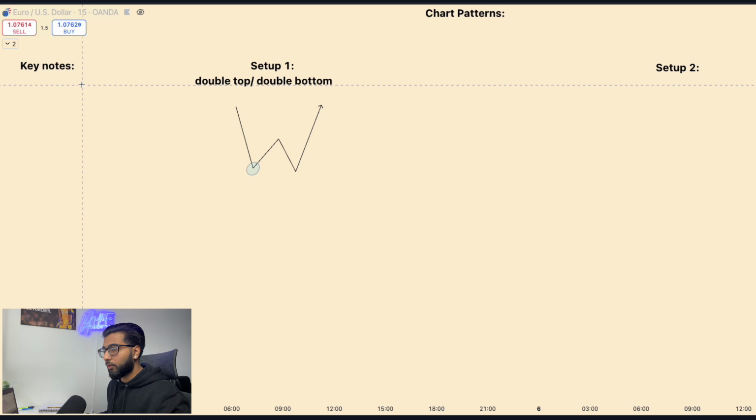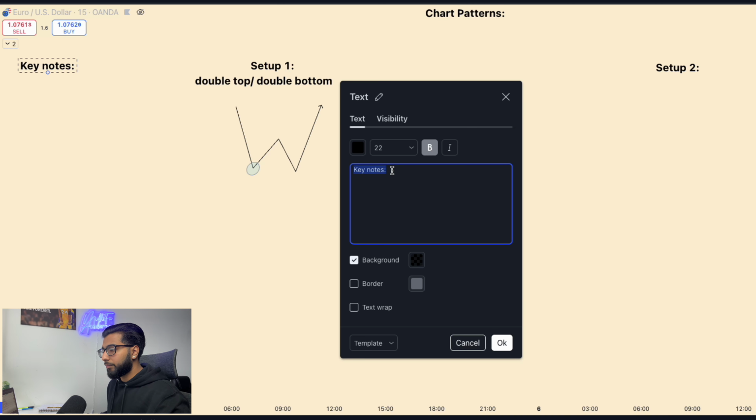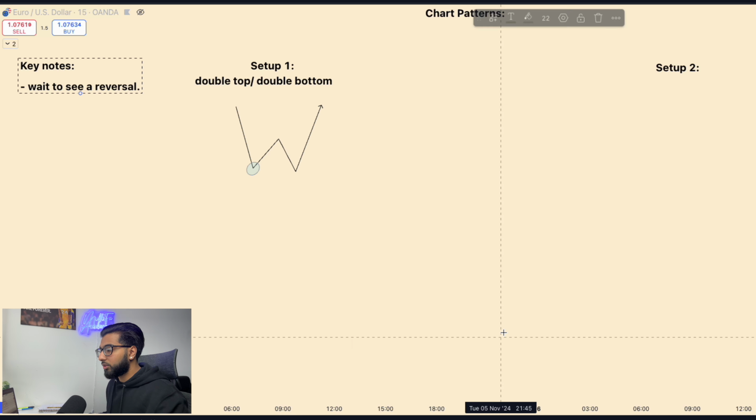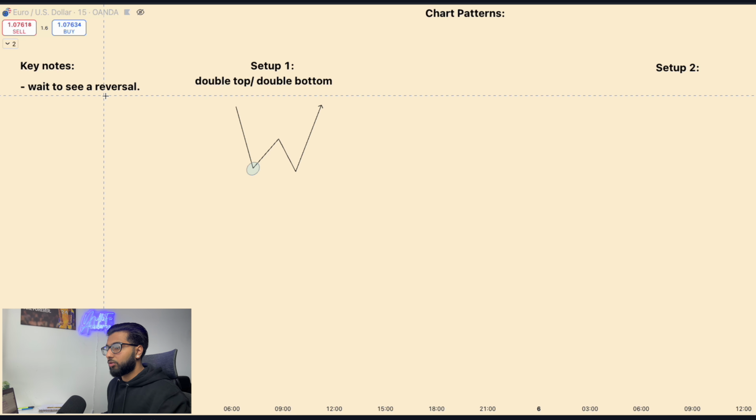So if I just write on keynotes, wait. We'll have to wait to see a reversal. Okay, it's very, very important that you're patient when it comes to the double top and double bottom, because you can force the trade and you can lose a lot of money when it comes to this.